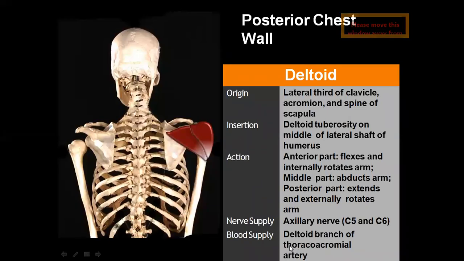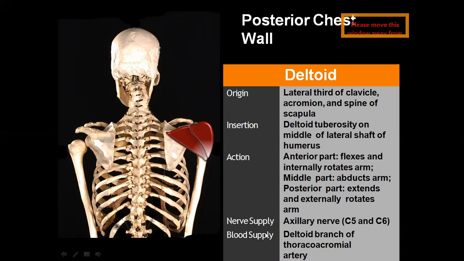So in a nutshell, again I have summarized this muscle. Origin: lateral one third of the clavicle, acromion, and the spine of the scapula. Insertion: deltoid tuberosity on the lateral side of the shaft of the humerus. Action: we know the anterior part flexes and medially rotates, nothing but internal rotation. The middle part abducts 90 degrees, and the posterior part extends and externally rotates.